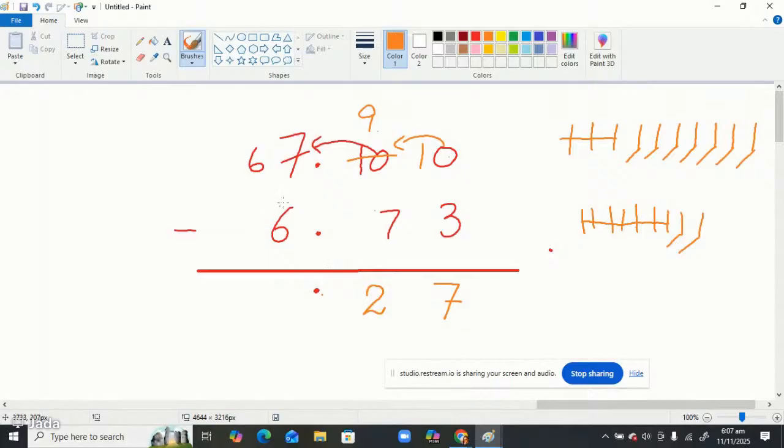Now the decimal point as it is. This is 6 minus 6, two same numbers being subtracted, so you get the answer 0. So this is 0.27. All right.